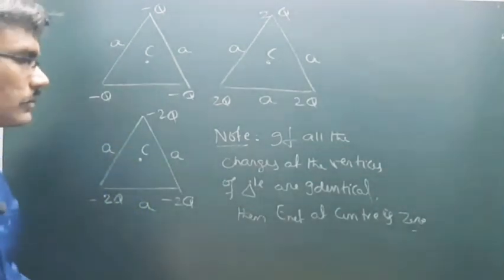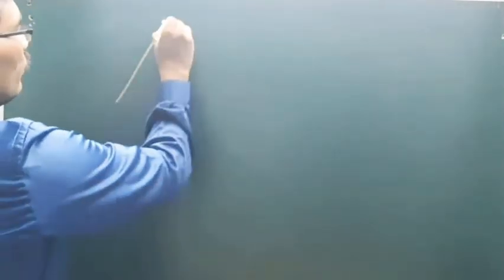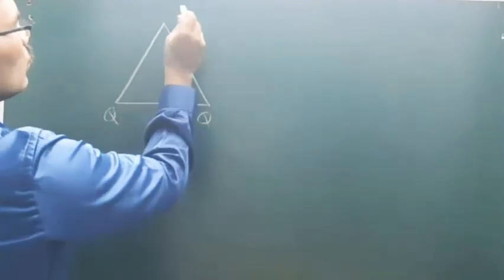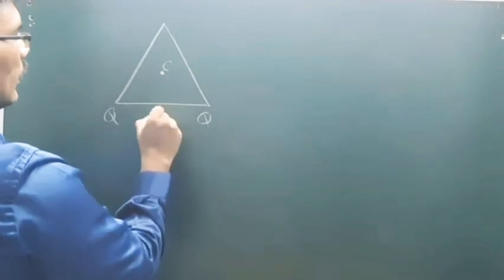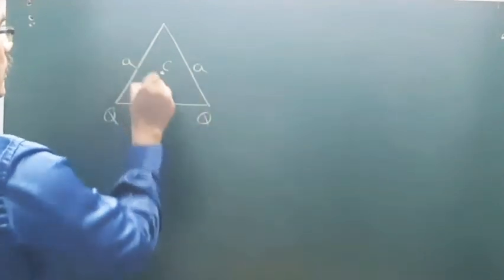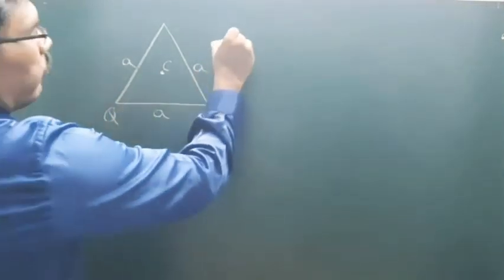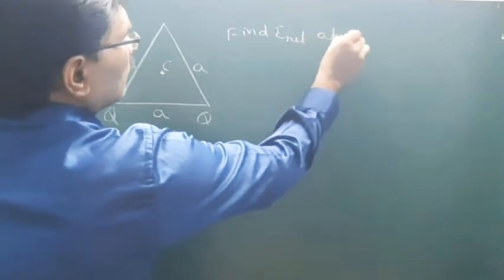Okay. Now let me go for a different case. Can you find the electric field at the center due to this charge distribution, q and q, and here no charge is there? What is the net electric field at this point C? Find E net at C.